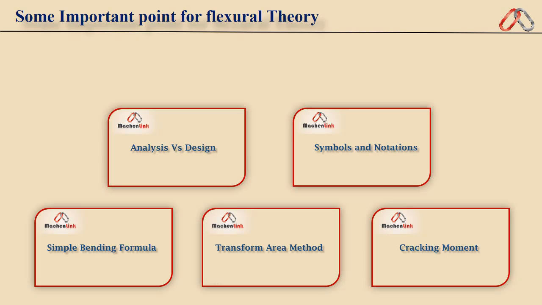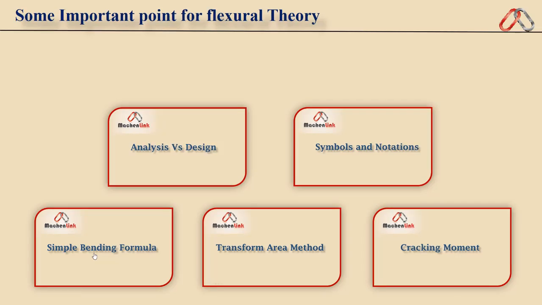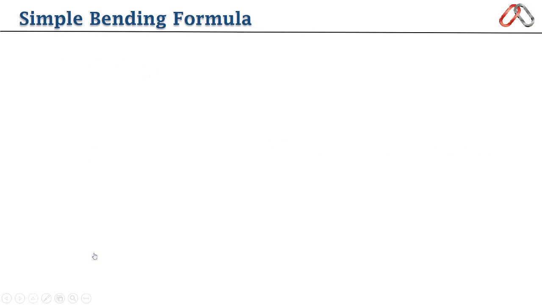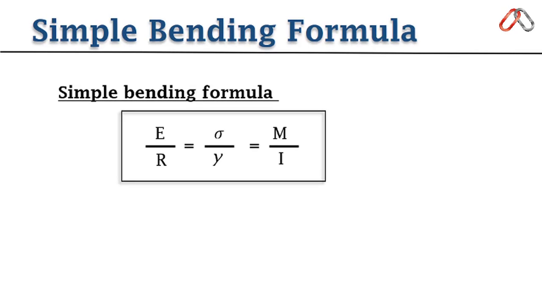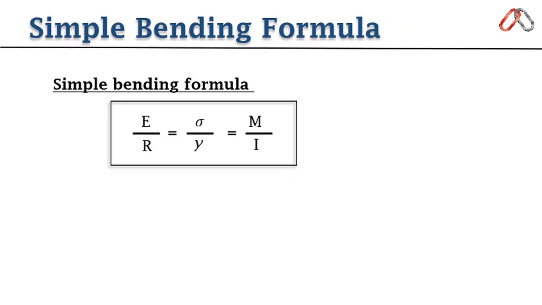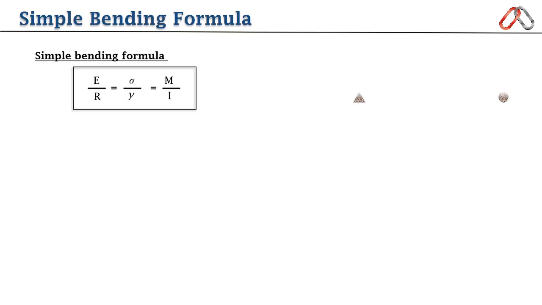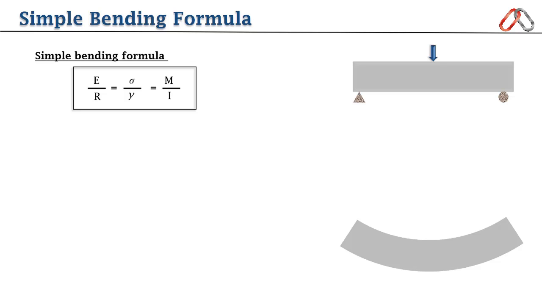Now move to simple bending formula. You have already studied the simple bending formula in the subject strength of material. E upon R is equal to sigma upon y is equal to M upon I. If we apply simple uniform moment on a beam, this beam will bend uniformly and normal stresses are induced in the beam section. We represent them with a symbol sigma. y is the distance of extreme fiber from neutral axis and E is the modulus of elasticity of beam.